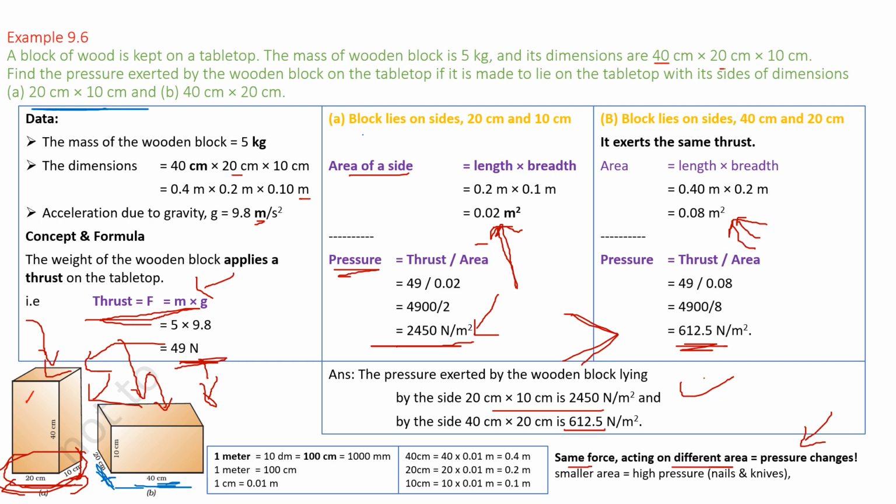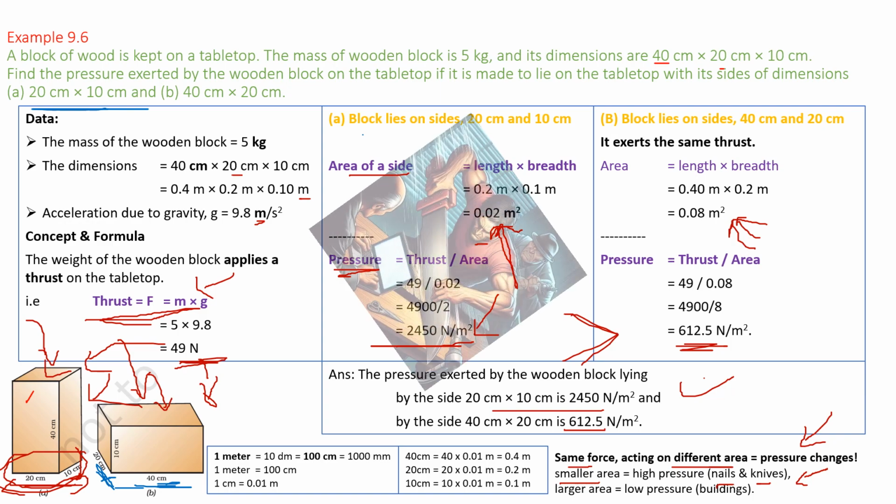So now, the smaller the area, if the thrust or force is acting on a smaller area, we have a high pressure. Imagine a nail, imagine knives, sharp edges. The area at the sharp edges is very small. Imagine the same force acting on a small area. Pressure is too high. Similarly, think of buildings where the area is bigger and the force is spread across, and we have a low pressure from the buildings.